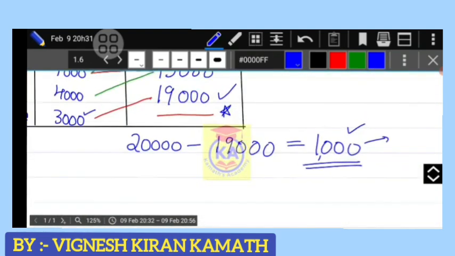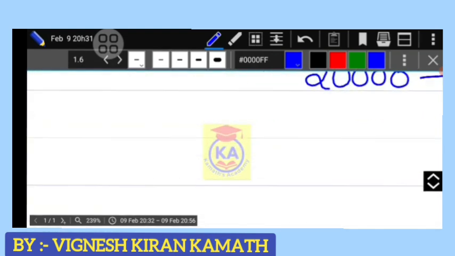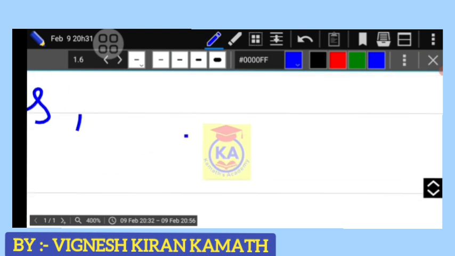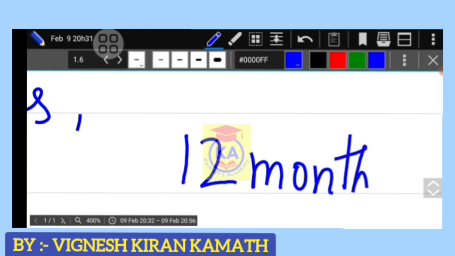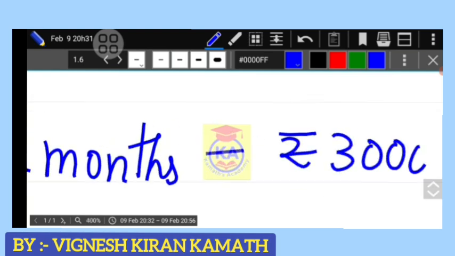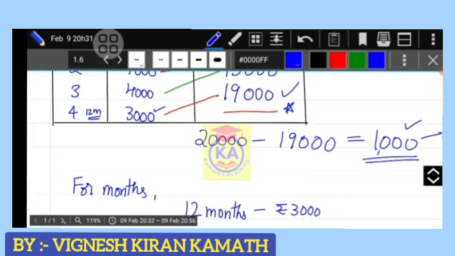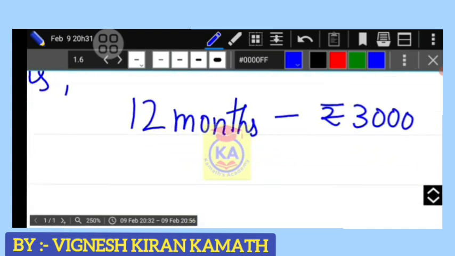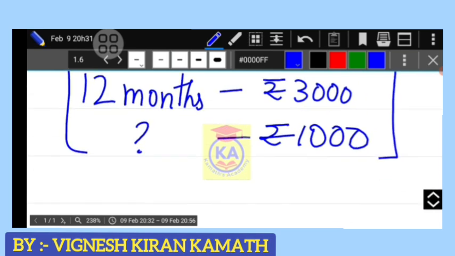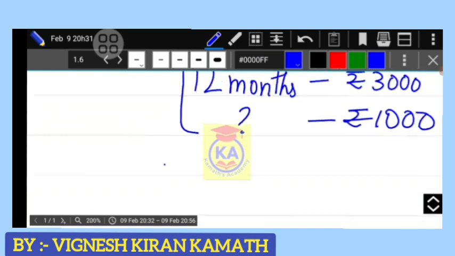Now 1,000 we want. Now we have to calculate for months, okay? You are getting 3,000 rupees for 1 year, right? Fourth year means 1 year, that is 12 months. Now we want rupees 1,000. How many months does it take to get 1,000? For this we are calculating.